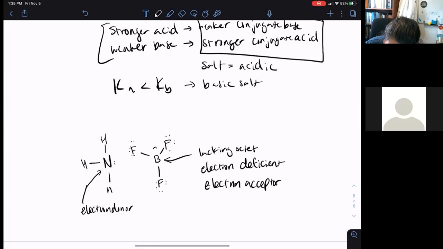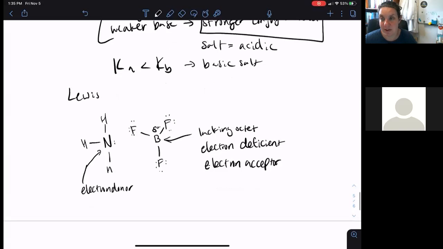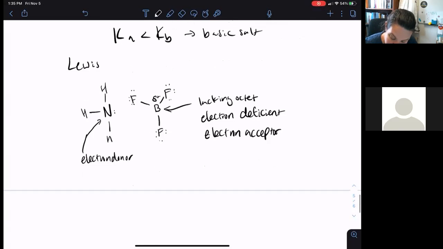Usually it has a partial positive charge. So with the Lewis acid base theory, I would look for the species that is electron deficient. And then from there, you can determine which one is your acid and your base. So electron donor, that is a base. An electron acceptor is an acid.